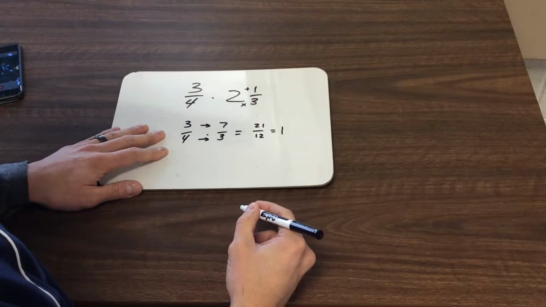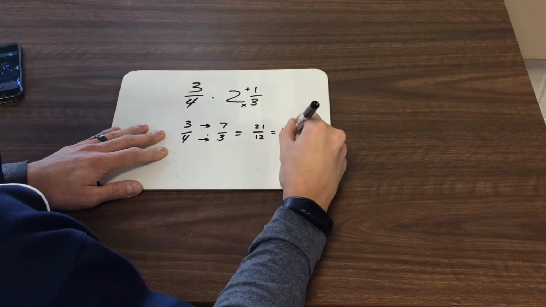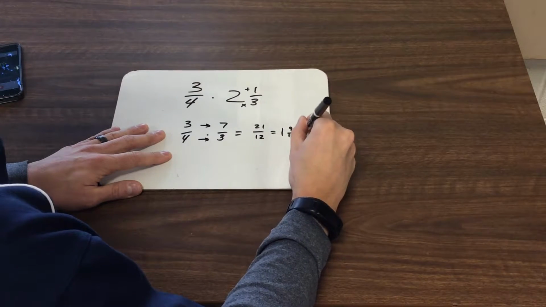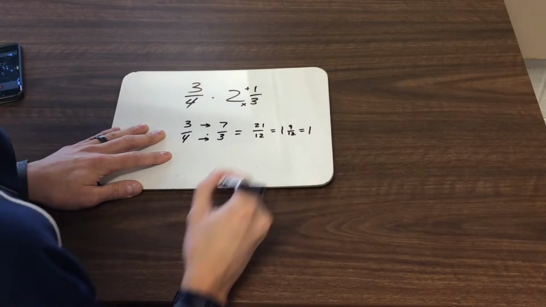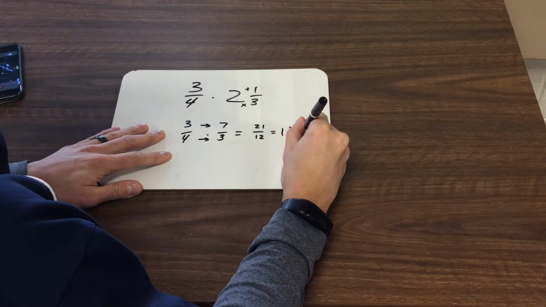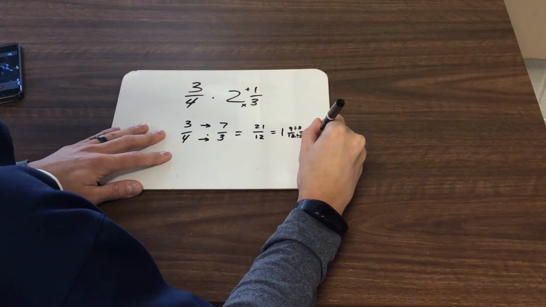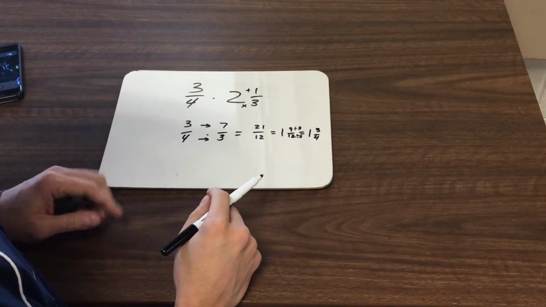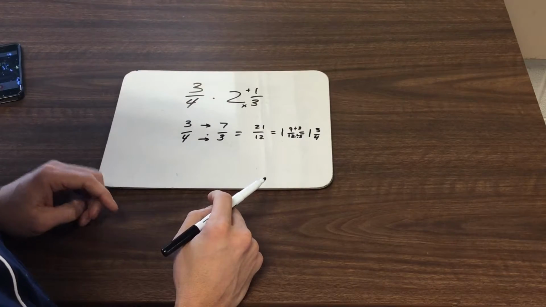1 whole time, and then we have 9 out of 12 left over, but what we should do with that is simplify, so we have 1, and we're going to divide both sides by 3, and we have 3/4. 1 3/4 is our final answer when we multiply 3/4 times 2 1/3.